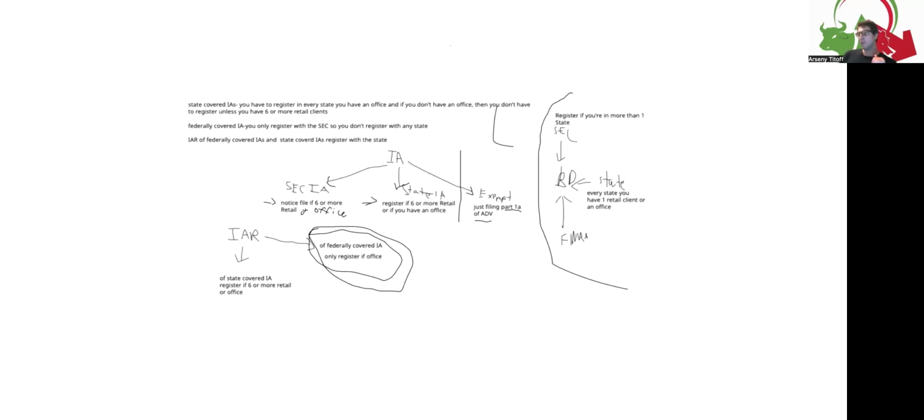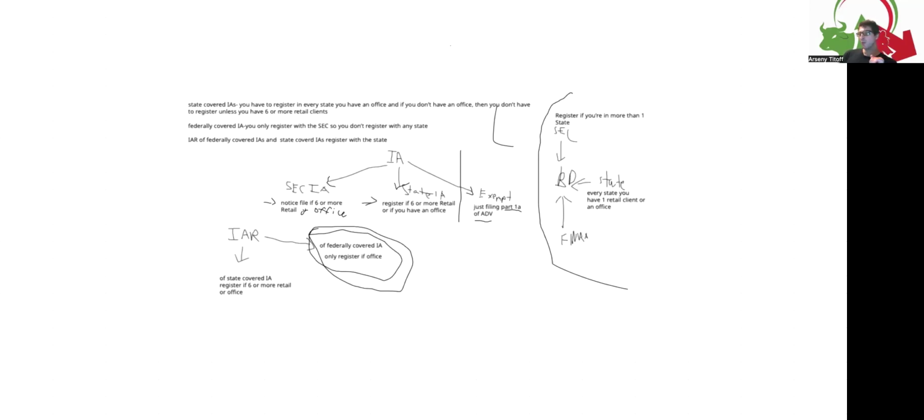Also, remember a couple points. If you're an IAR of a federally covered IA, the onus is on you to notify the administrator if you leave the company. If you're an IAR of a state covered IA, the onus is on the company. If you're an agent of a BD, the onus is on you and the company and the new company. So the onus is kind of on everyone, right? I wanted to mention that.